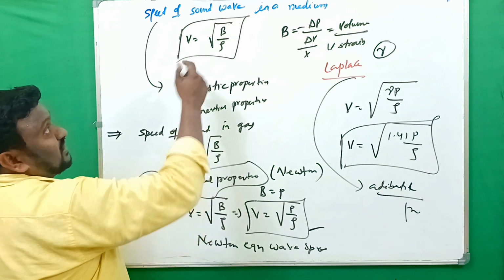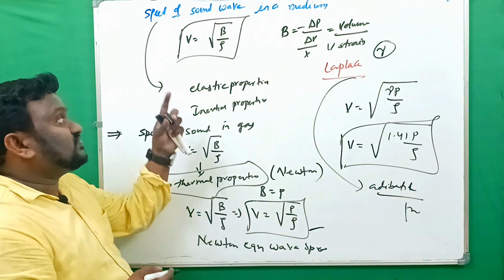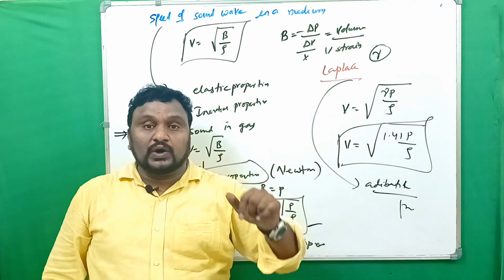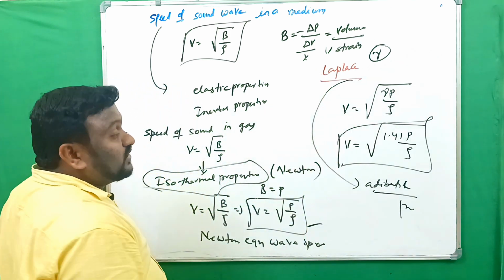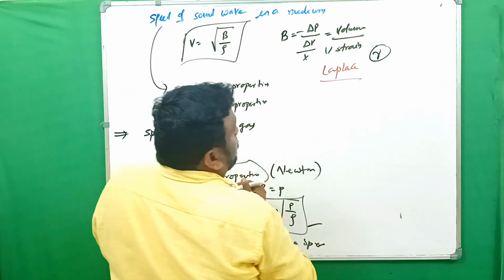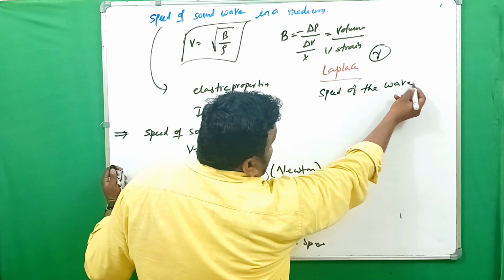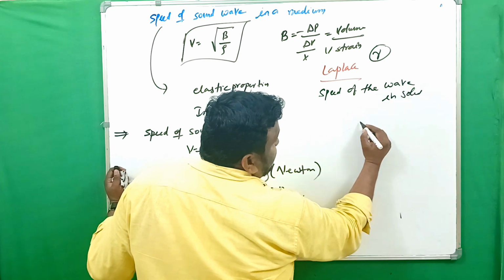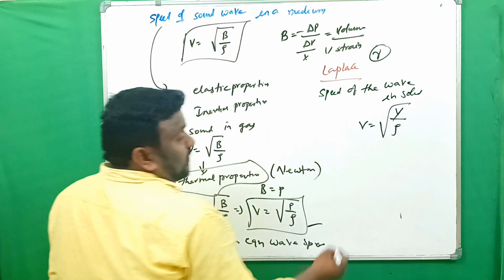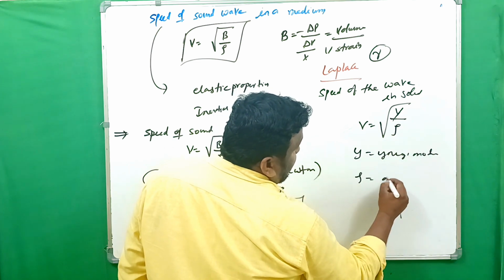Regarding the problems, these are the most important formulas, and you have to remember them to do the calculations. These are the equations in the case of a medium like gas or liquid. If we take a solid, the speed of the wave in a solid is given by the formula v is equal to the square root of Y by rho, where Y is the Young's modulus and rho is the density.